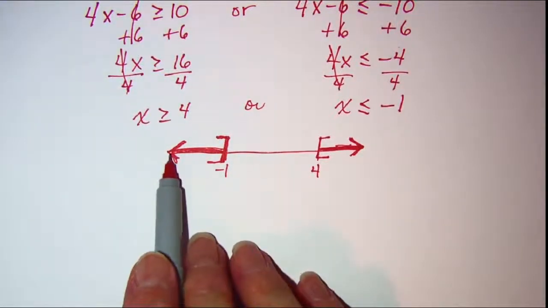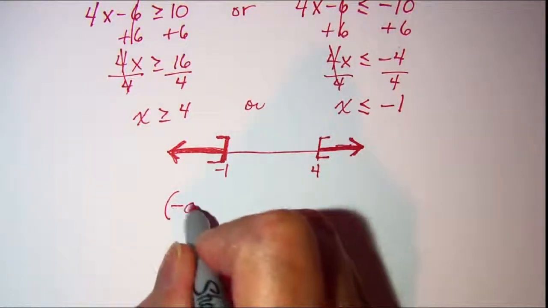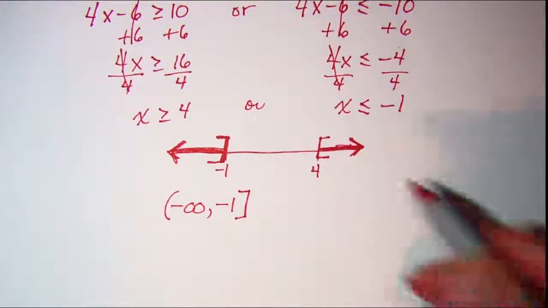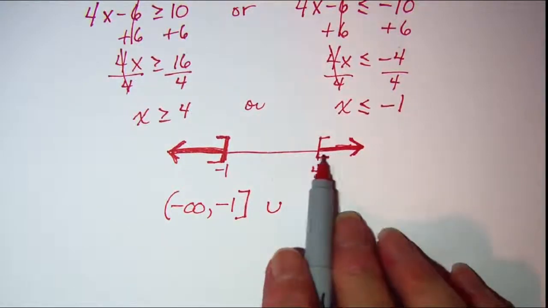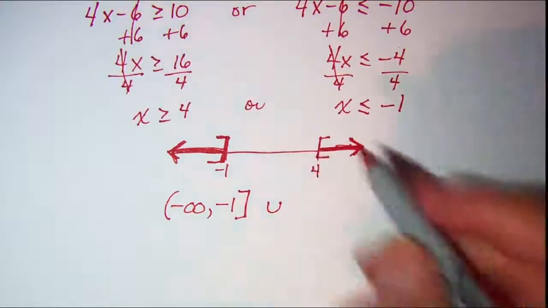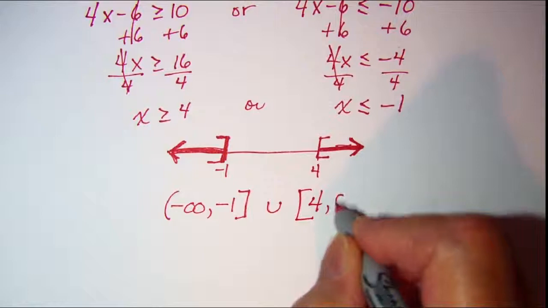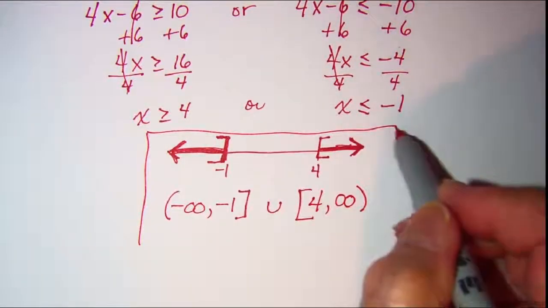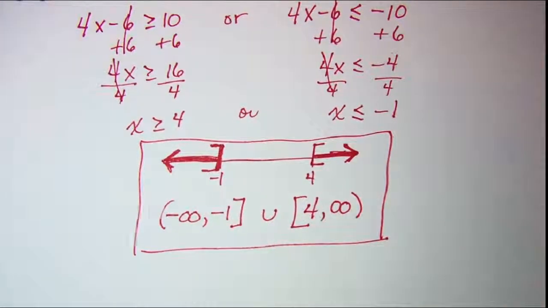Now the interval notation is from negative infinity up to negative 1. Include the negative 1. Union with, and then for this interval, I have 4 up to infinity, and I'm including the 4. So I have bracket 4 up to positive infinity. So these are my two ways of showing the solution set.